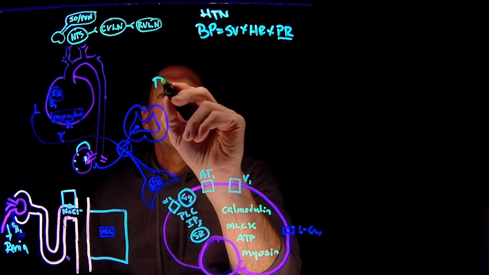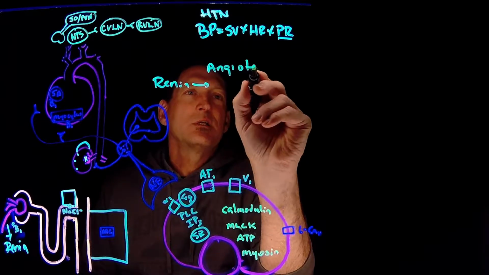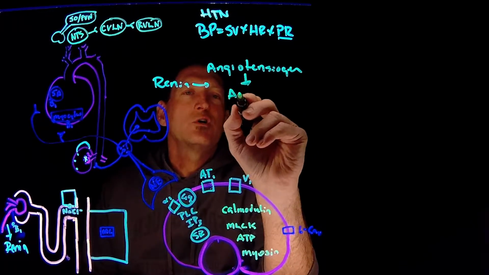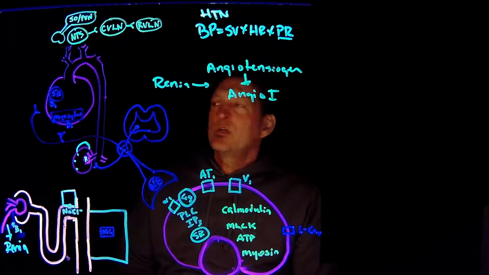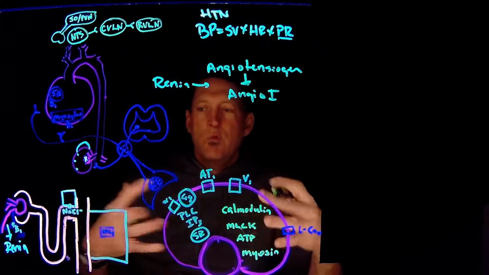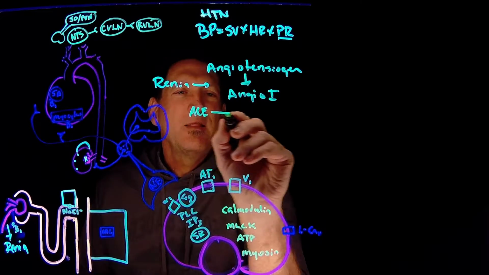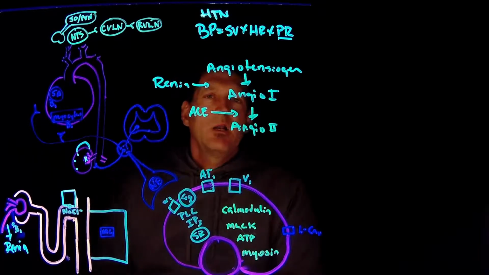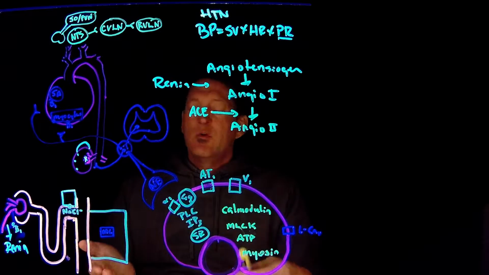Renin is going to convert angiotensinogen, which is a liver plasma protein, into angiotensin 1. Angiotensin 1 is not really going to do much of anything. However, as it goes through the vascular system, the endothelial cells produce angiotensin converting enzyme, and that converting enzyme is going to make it into angiotensin 2. Now, angiotensin 2 has lots of physiological effects that are going to contribute to my increase in blood pressure and contribute to my hypertensive state.